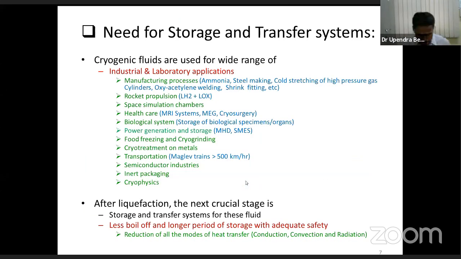You need special storage and transport systems because these cryogenic fluids are used for a wide range of applications. People generally don't realize that there are this many applications in all fields of our life, in any industrial or laboratory application, starting from the manufacturing process to space, transportation, power generation, food freezing, cryo treatment, all those things. And under manufacturing, it is cryogenics that makes all this possible, which people generally don't realize.